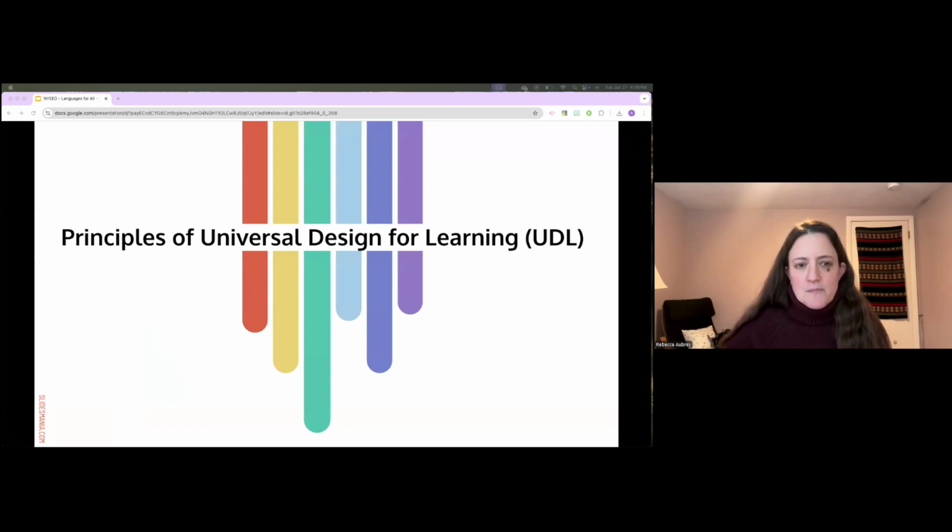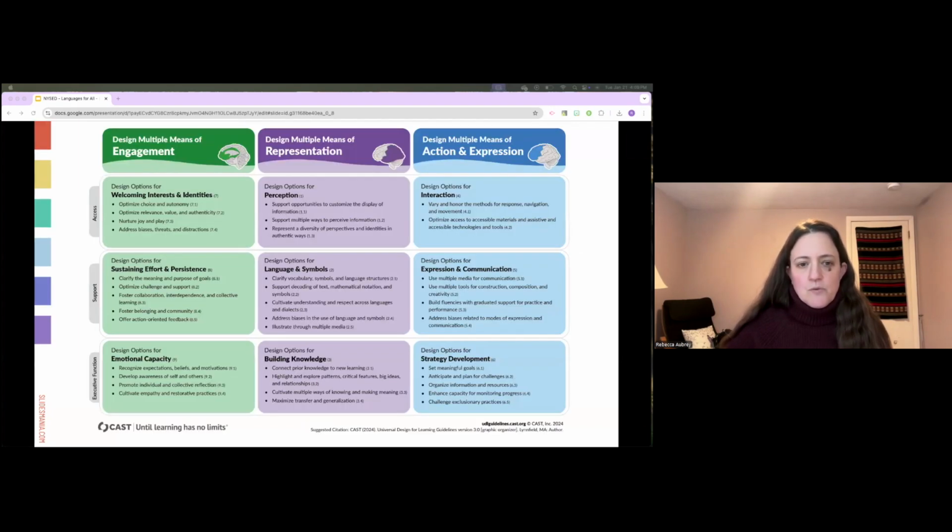So the UDL principles have been developed by an organization called CAST, and they publish them all freely on their website. I encourage you to explore it. They just updated their matrix for universal design for learning not too long ago. And on their website, they have many recorded webinars and resources about breaking down the different parts of UDL and how to use them. So I encourage you to go there.